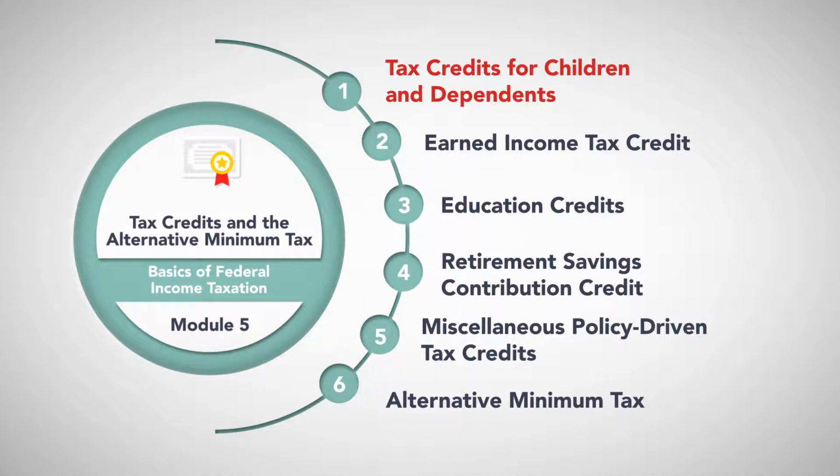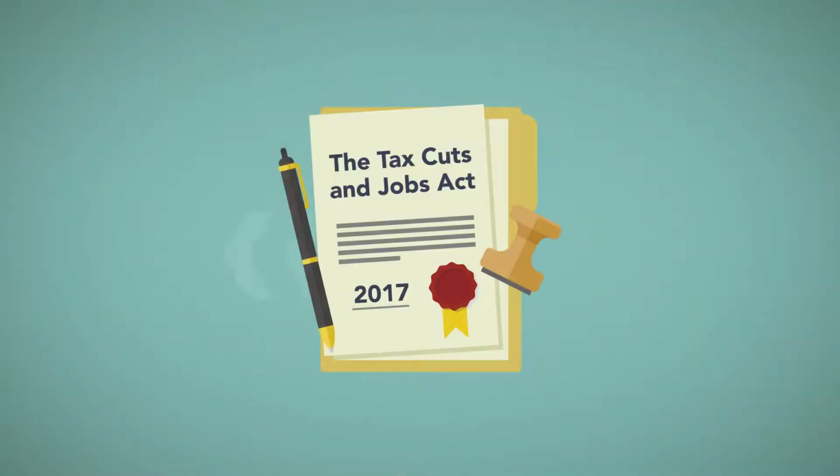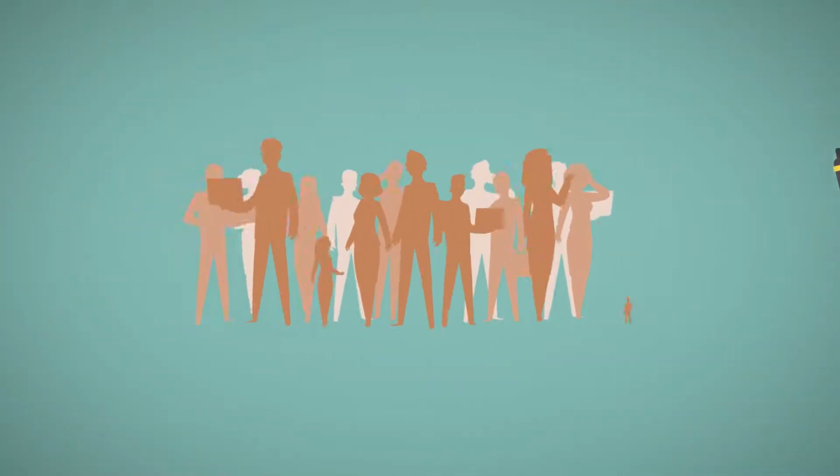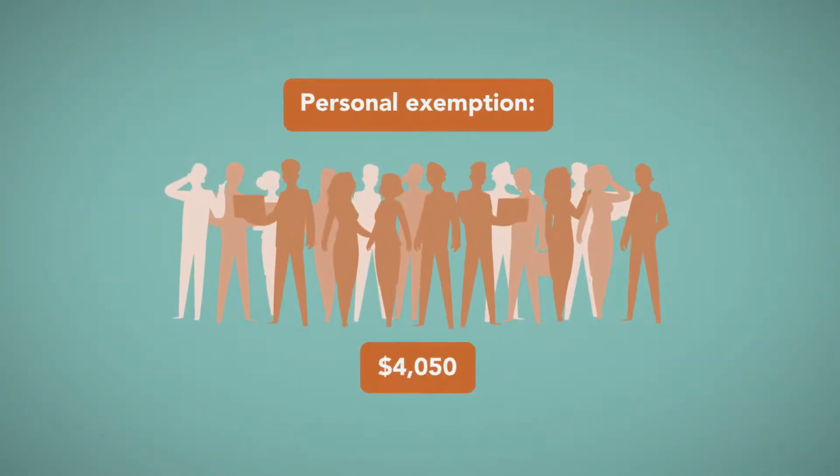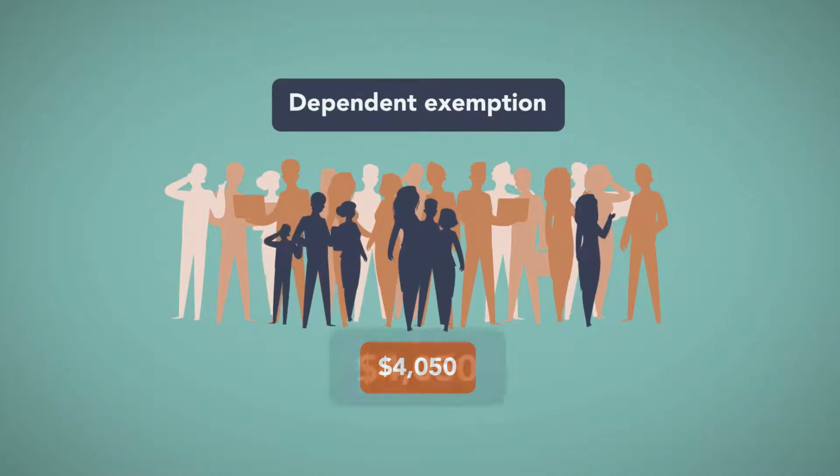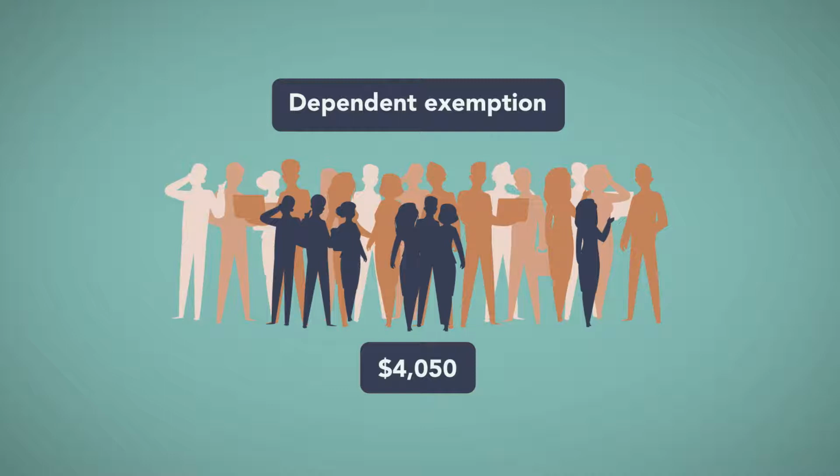Tax credits for children and dependents. Prior to the Tax Cuts and Jobs Act, each taxpayer could claim a personal exemption of $4,050. In addition, the taxpayer was entitled to a dependent exemption of $4,050 for each dependent and relative.